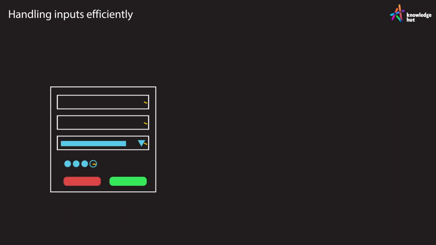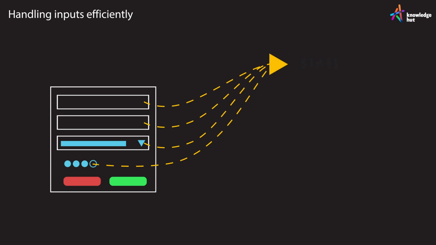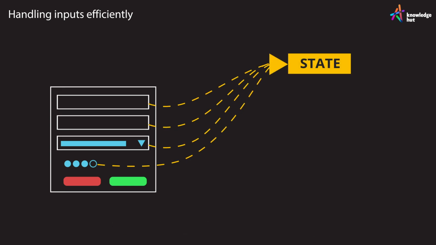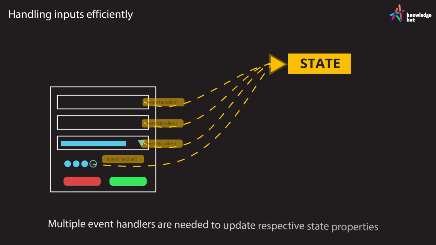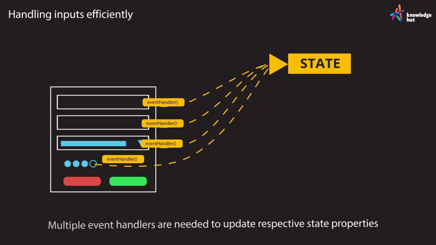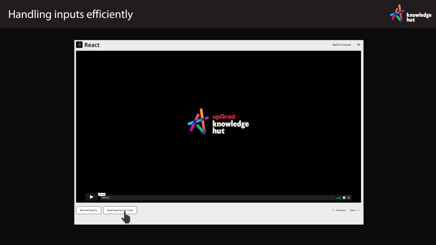Our first case study deals with handling multiple input elements. You will often come across situations where several form elements need to update respective properties in the state. Naturally, this calls for the use of multiple event handlers. But can this process be made more efficient? Let's find out. Begin by downloading, extracting, and setting up the project first.